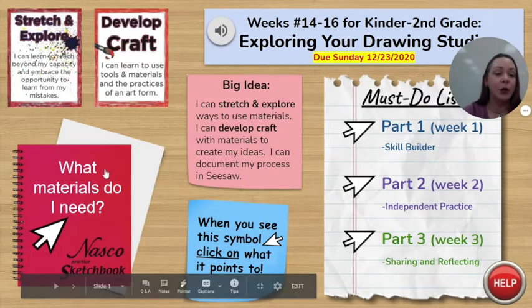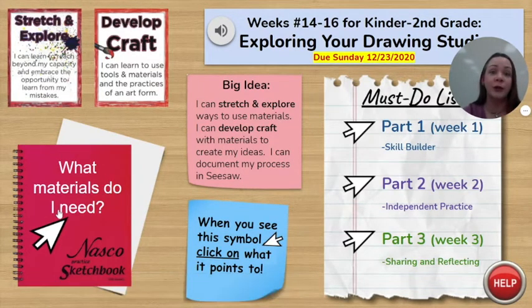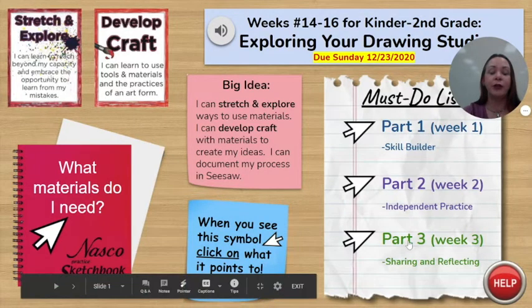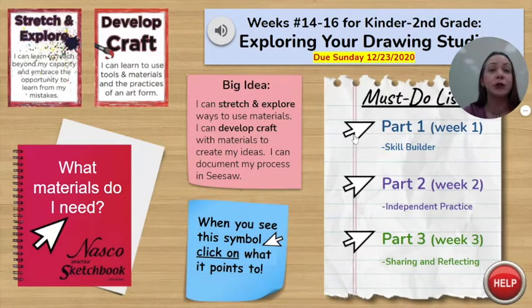I'm noticing it over here. It says, what materials do I need? I'll click on that in just a moment to show you. And over here, I'm seeing a must-do list broken into part 1, part 2, part 3, and there's an arrow or a cursor for each of those 3 parts.